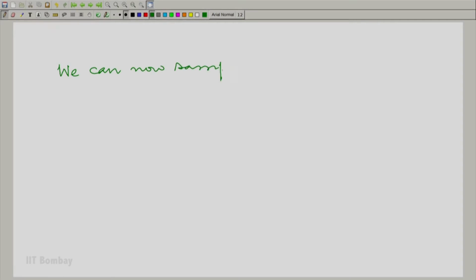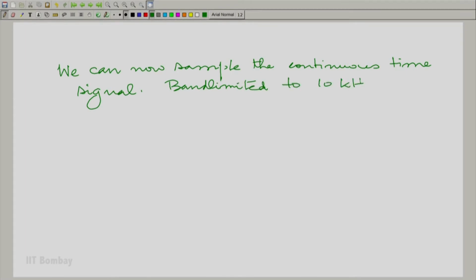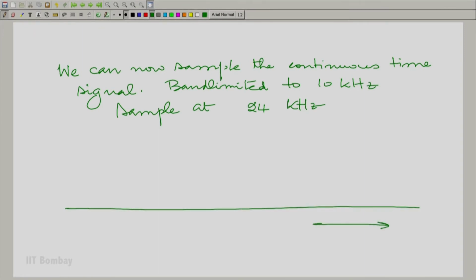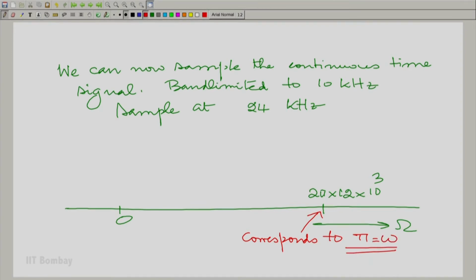So, we can now sample that signal. Now, it is band limited to 10 kilohertz. So, sample at more than twice. Let us sample it at 24 kilohertz. So, now what is the situation? On the omega axis, 2 pi into 12 corresponds to pi equal to omega. So, corresponds to small omega equal to pi.